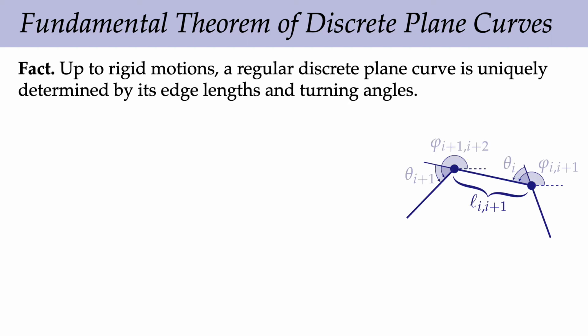Okay, so here it is. Fact, theorem: up to rigid motions, a regular discrete plane curve is uniquely determined by its edge lengths and its turning angles.